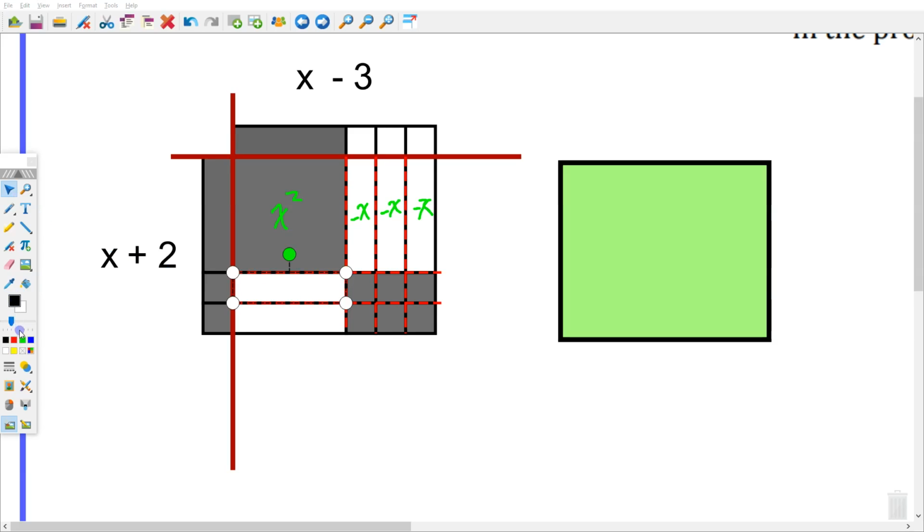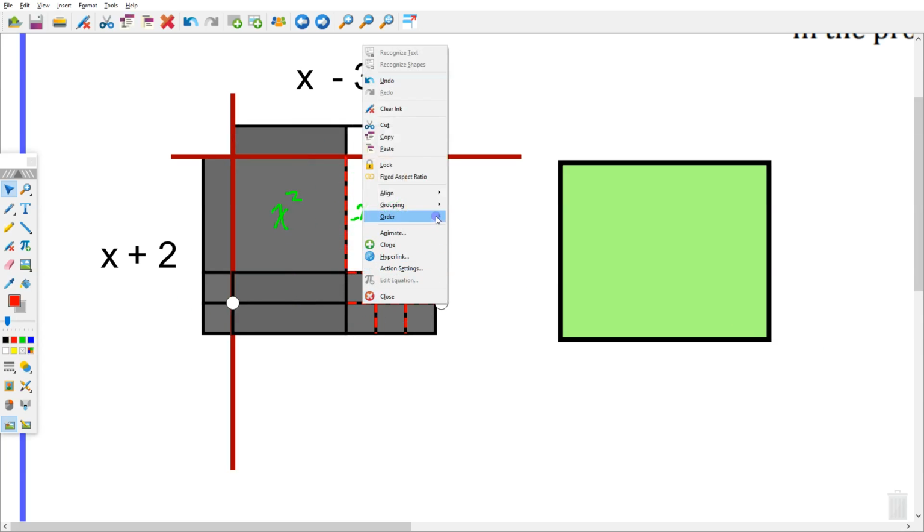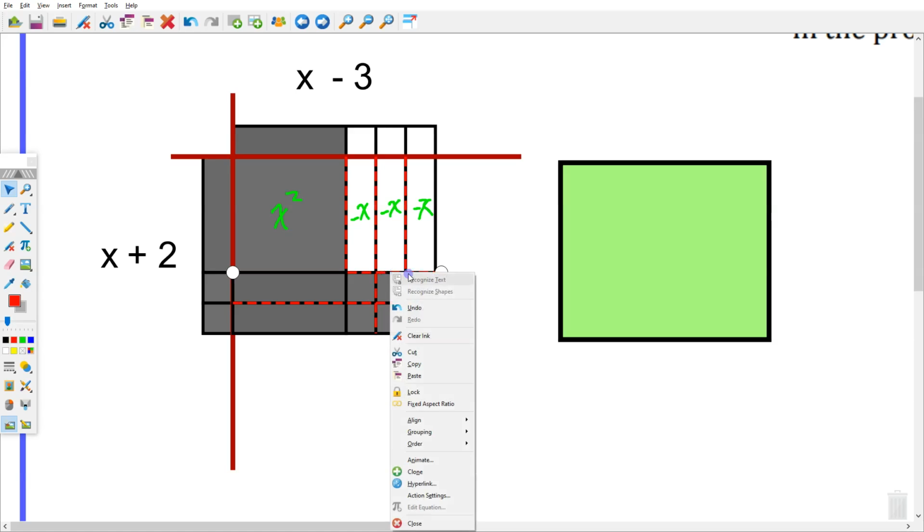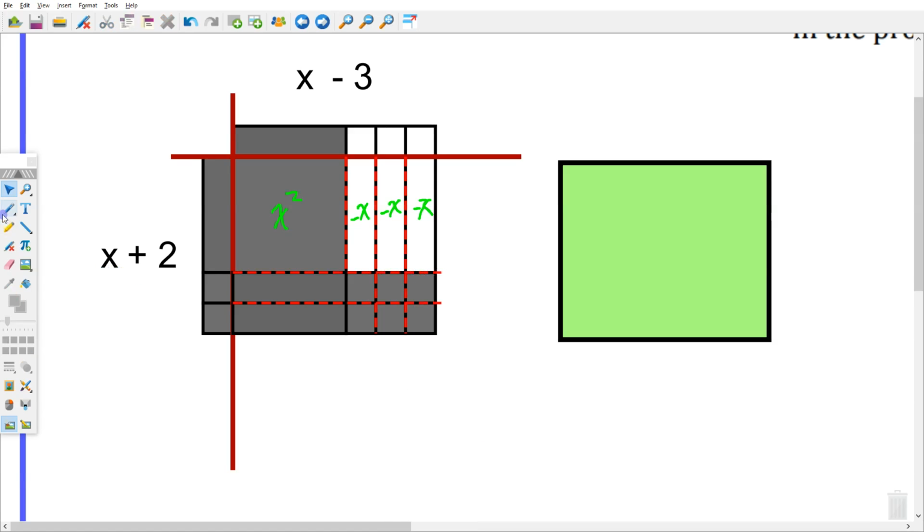So I need to change my colors. Actually, I'll just copy and paste this one. Life easier. So that one will go there, and we have another one to go there. So we have those negative x tiles. This is going to be positive x, and this is positive x because you're looking at 1 times x, 1 times x for this one.